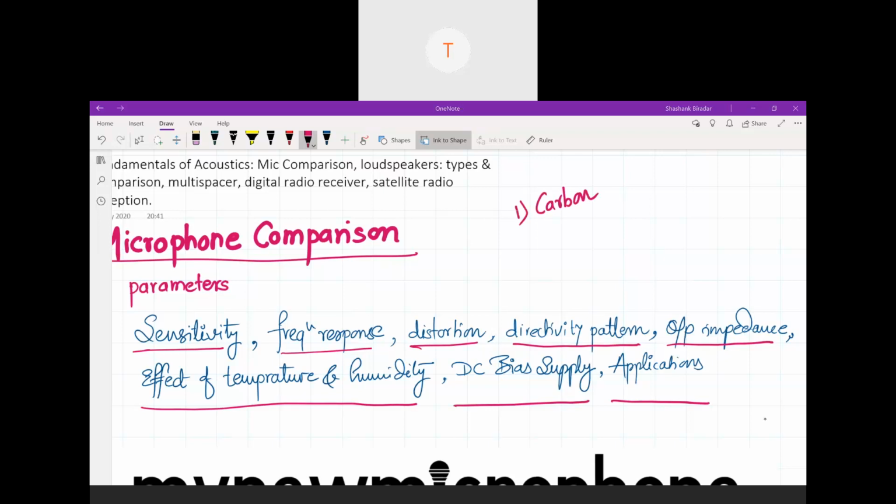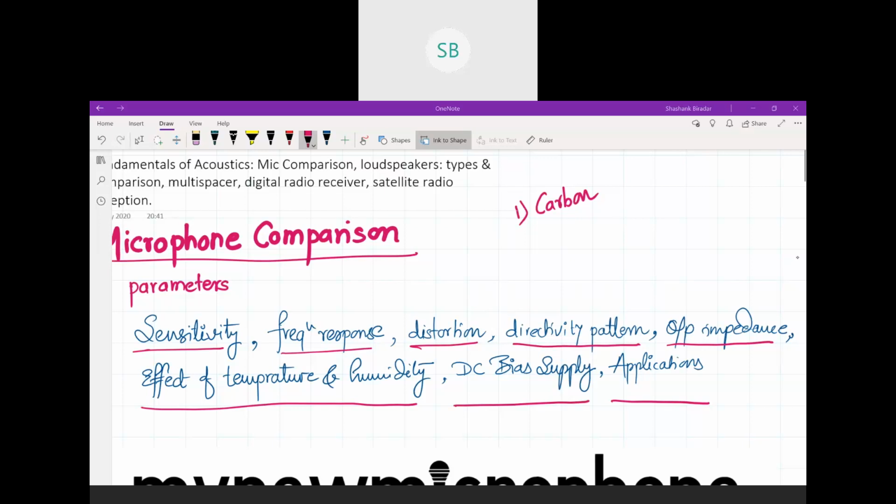Shreyas, please mute your audio, and Tejaswini also, so that background noise should not be there. Okay, please mute your system so that you can hear properly.